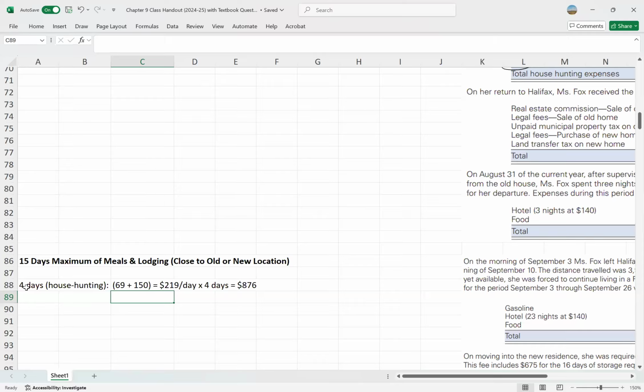But we're going to just leave that there because maybe there's other amounts that can be part of this 15-day maximum that might be more than the $219 per day. Because if we have more than 15 days, we'll pick the days with the highest amount per day as our expenses. Let's continue on.